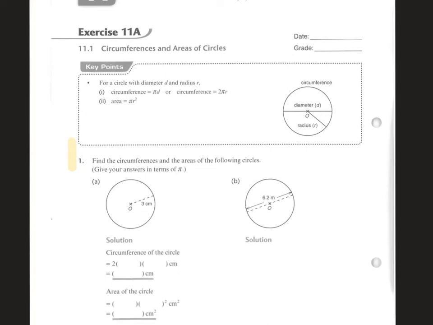In this chapter, we'll be talking about areas and volumes. Let's start with the areas of circle first. There are three main words in circle. One is called radius, second one, diameter, and the third one is circumference.